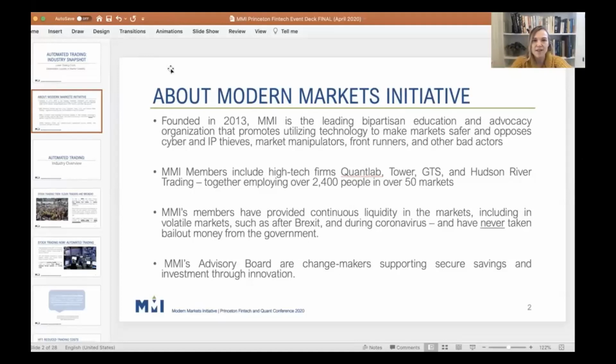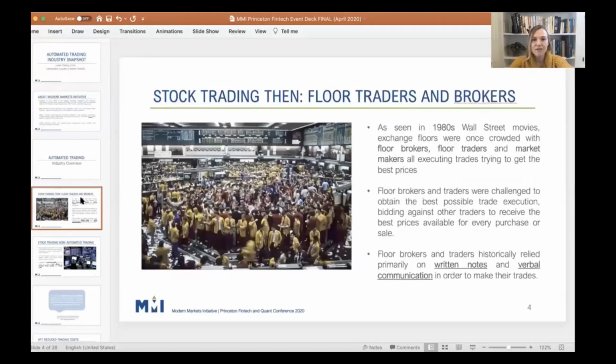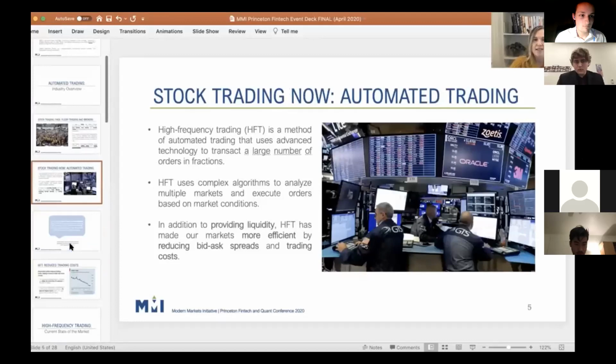As we look at how the markets have evolved, you see a picture here of the floor-based traders from the 1980s movies. We all know that that is no more. Now, if you go to a stock exchange, you're going to see a lot of computers and a very electronic trading floor. So we have seen that gravitation from floor-based trading to electronic trading. And I understand you all have a high level of interest in automated trading, so I'm going to give you a little bit of a snapshot on some of the benefits of automated trading.